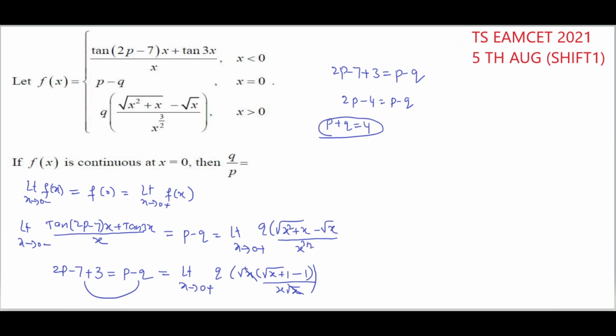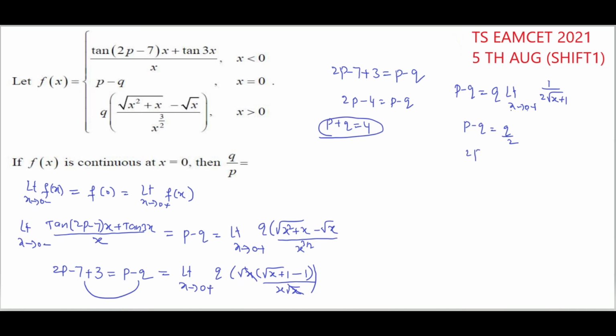And equating these two, p minus q is equal to q into limit x tends to 0 plus, root of x plus 1 minus 1 by x. As x tends to 0, this is 0 by 0 form, so take differentiation, that is applying L'Hospital rule. Root of x plus 1 differentiation is 1 by 2 root of x plus 1, minus 1 differentiation is 0, and x derivative is 1. From this, p minus q is equal to q into, as x tends to 0, this value is 1 by 2, that is q by 2.